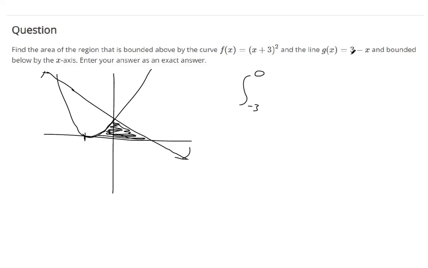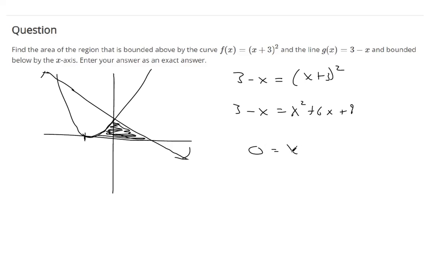We should make sure, because to find out where these two intersect, we should set them equal to each other. They might not actually intersect at 0, now that I think about it. We want to know where this quadratic crosses with this line. So set the two equal to each other. To solve that equation, I'm going to square that parentheses, subtract that 3 and add that x to both sides. And then when I factor, that's (x + 6)(x + 1).